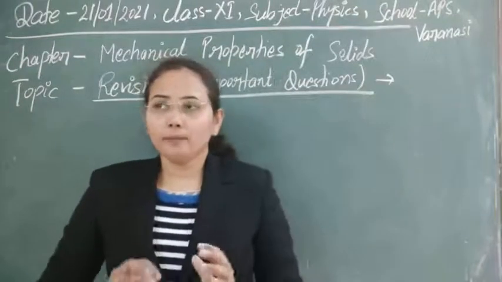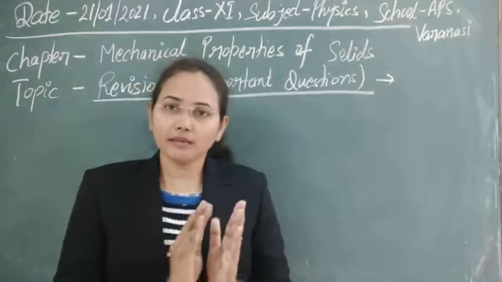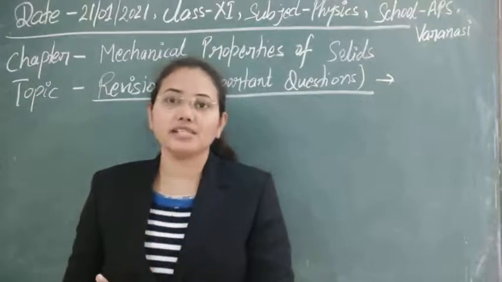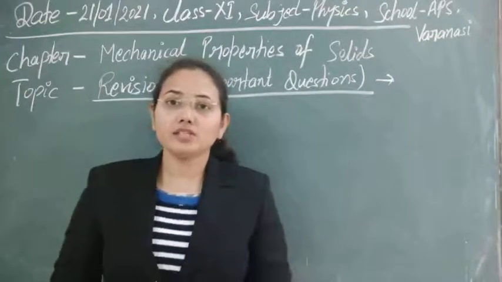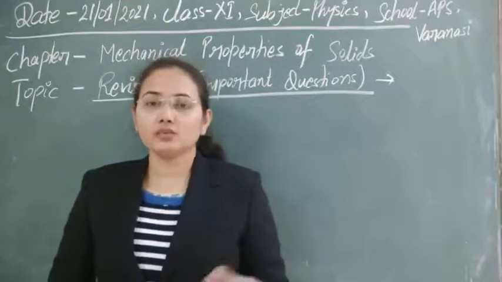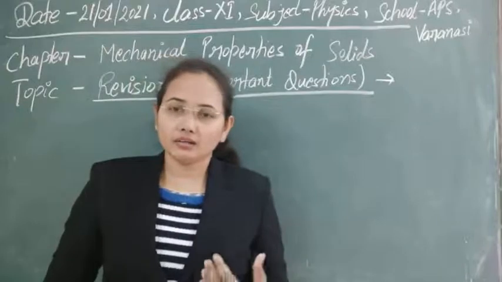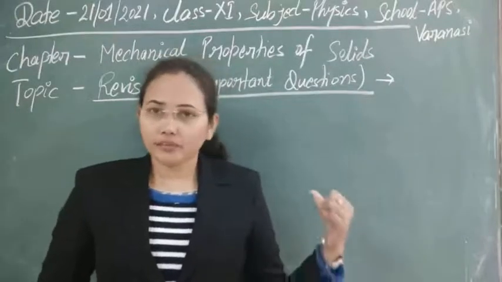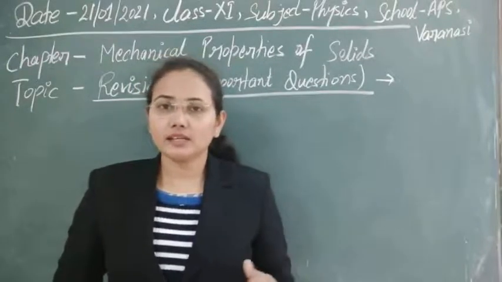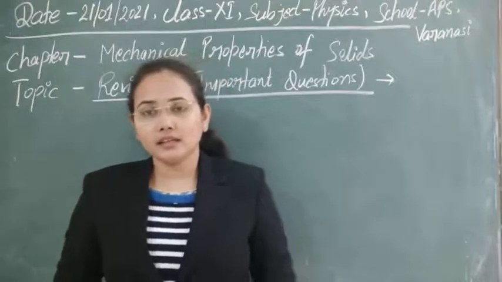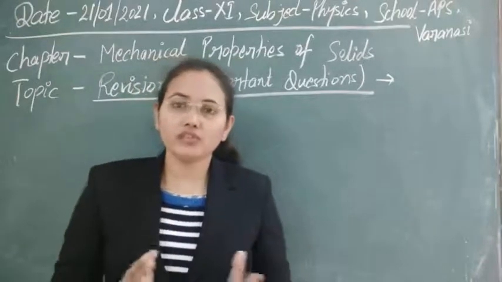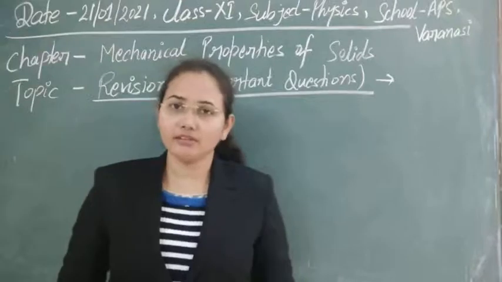So now, as we have these two things, normal stress and longitudinal strain, the ratio of stress and strain is known as the elastic constant or modulus of elasticity, that we know. So the first type of elasticity, that is Young's modulus of elasticity, is the ratio of normal stress to the longitudinal strain, that we have discussed.